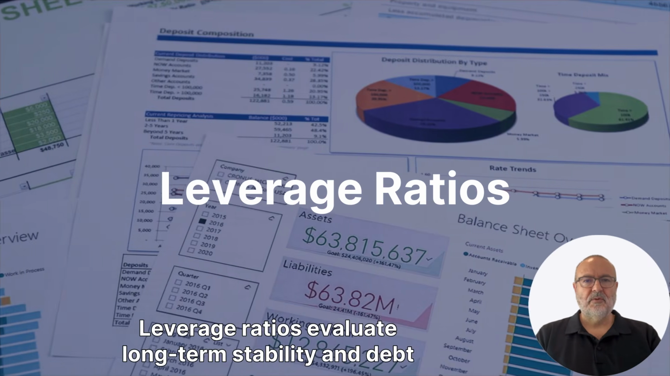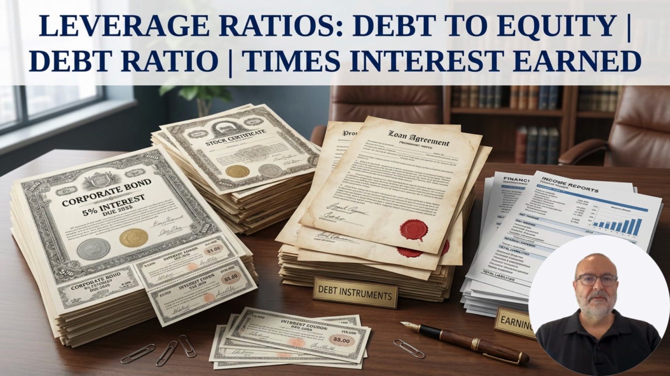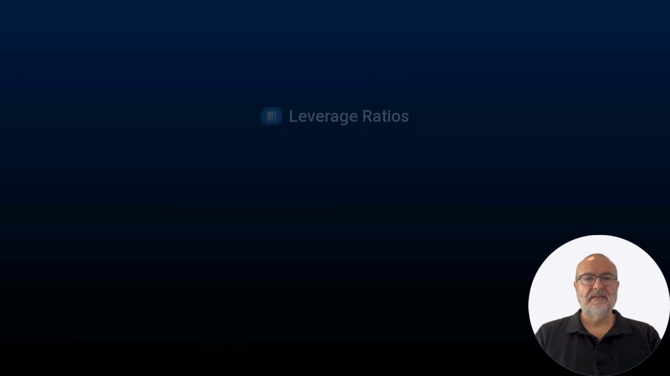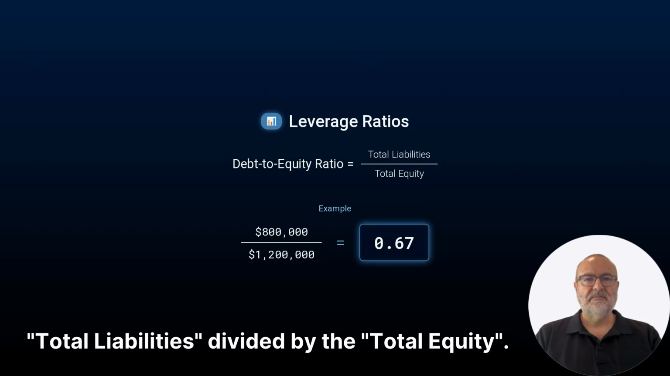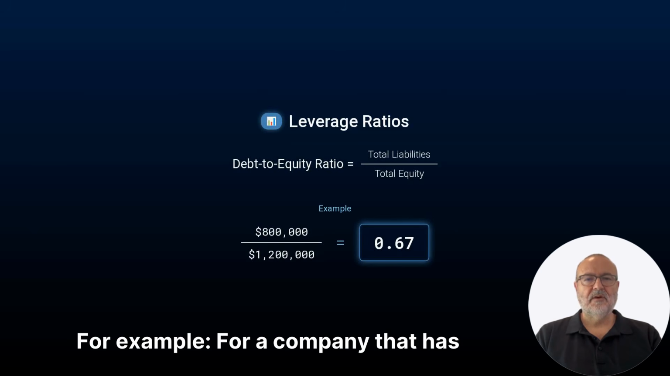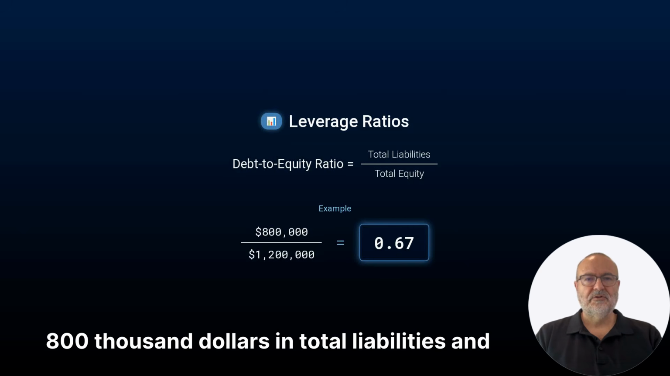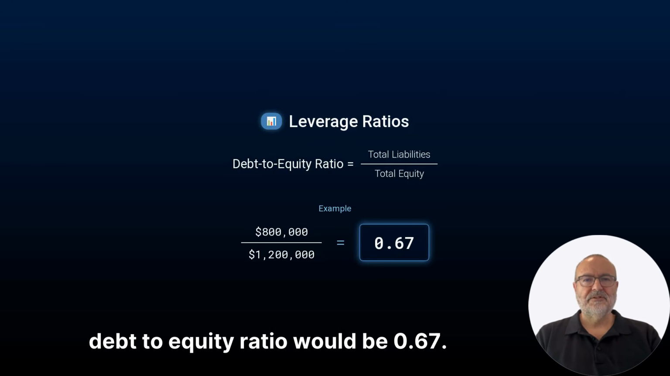Leverage ratios evaluate long-term stability and debt management. Some of the important leverage ratios include debt-to-equity ratio, debt ratio, and times interest earned ratio. Debt-to-equity ratio is calculated as total liabilities divided by the total equity. For example, for a company that has $800,000 in total liabilities and $1.2 million in total equity, the debt-to-equity ratio would be 0.67.